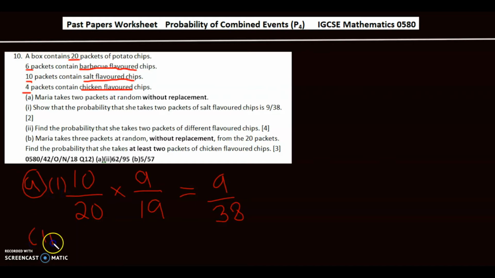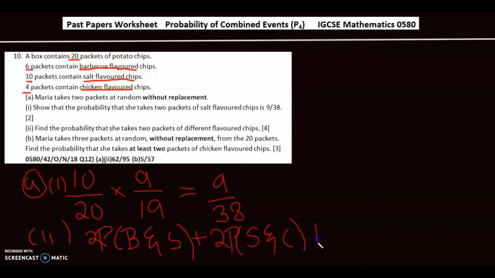Part 2 is find the probability that she takes 2 packets of different flavor chips, which means that she gets barbecue flavor and then salt flavor. So probability of getting barbecue flavor and then salt flavor, multiply it with 2, because the first chip might be salt flavored and the other chip might be barbecue flavor, plus 2 times salt and chicken flavored, plus 2 times probability of getting chicken flavored and then barbecue flavored.